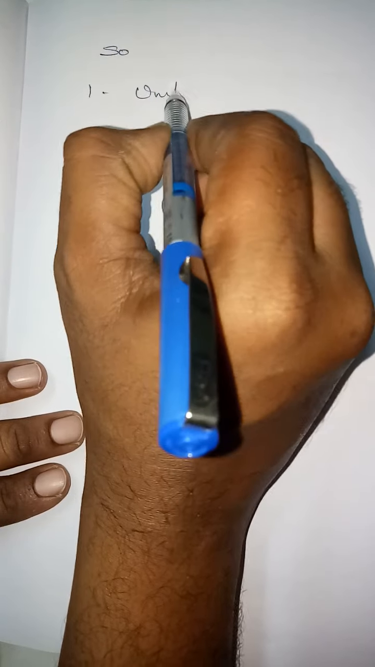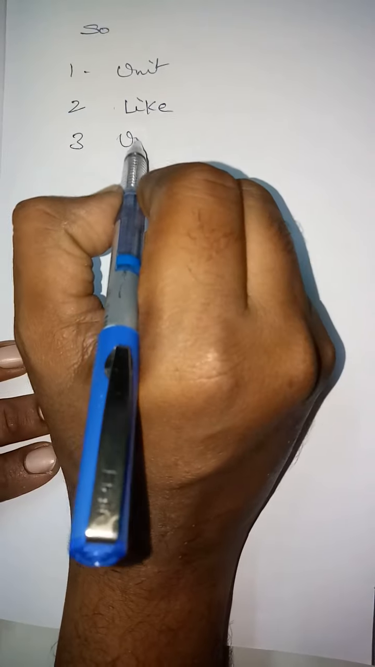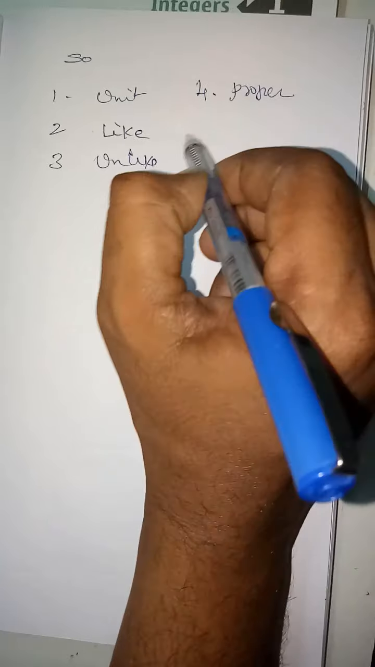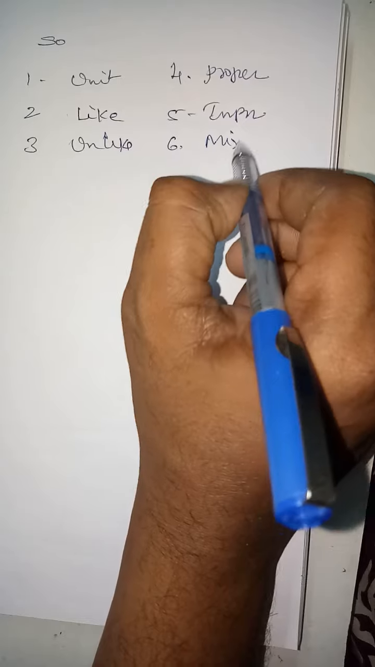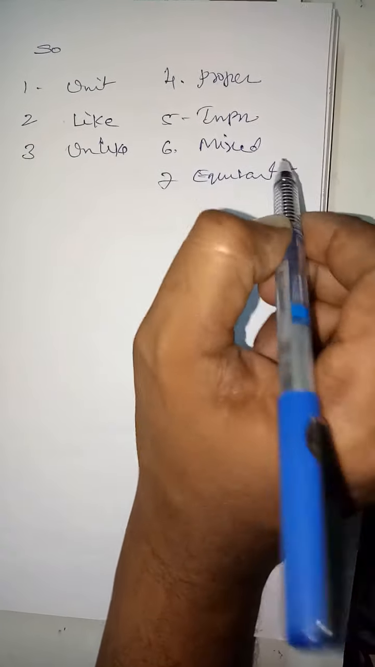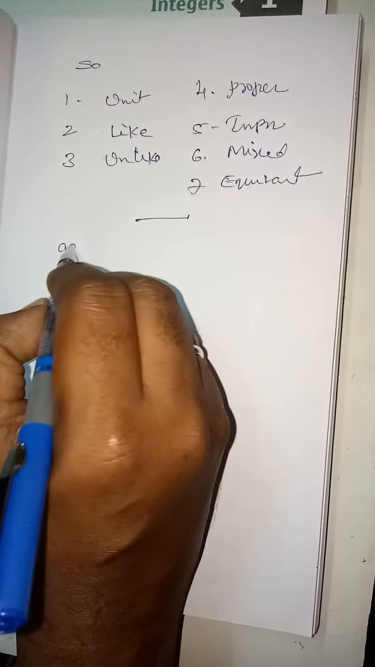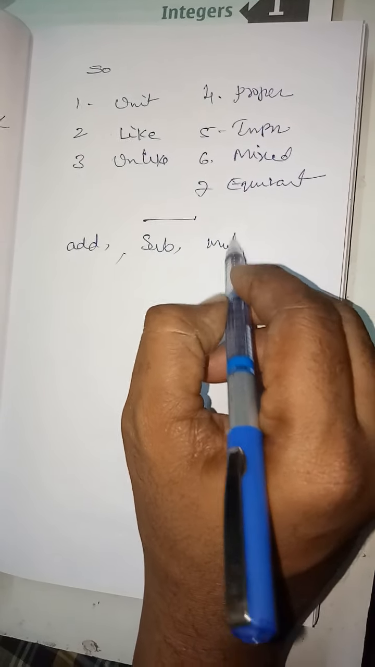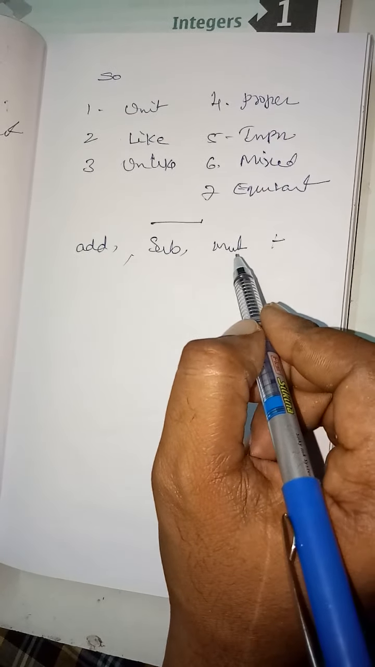Students, today I explained the types of fractions. First is unit fraction, second is like fraction, third is unlike fraction, fourth is proper, fifth is improper, sixth is mixed fraction, and seventh is equivalent fractions. In the next class we will discuss exercises on addition of fractions, subtraction of fractions, multiplication of fractions and division of fractions.